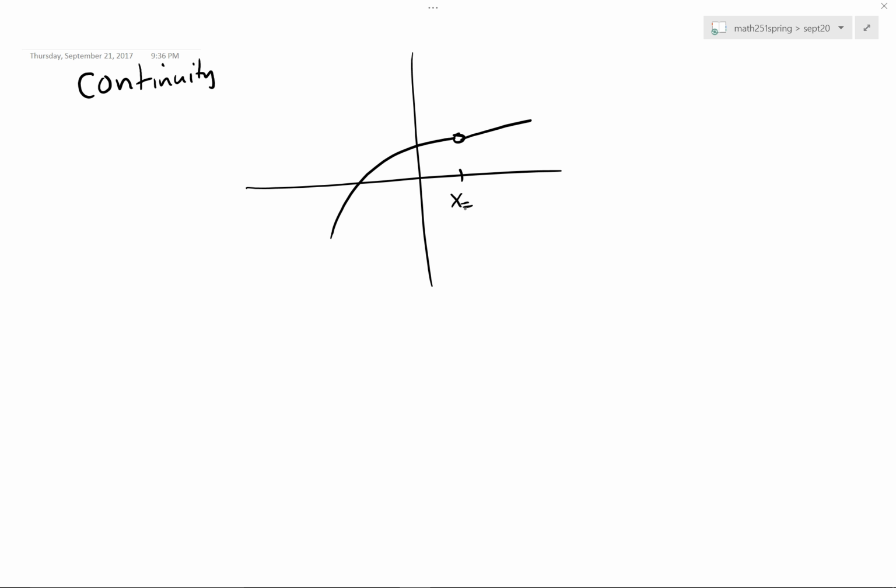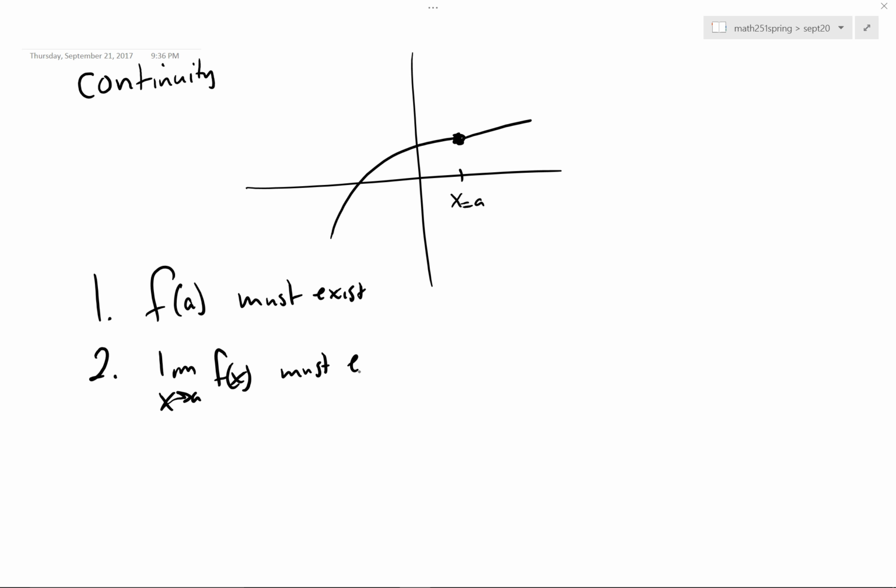Continuity. We talked about this before, right? What does continuity mean? Continuity means when you have a function, and here it is at x equals a, what must be true? First of all, f of a must exist. So I can't have a hole here. Number 2, the limit as x approaches a of f of x must exist. So what does that mean? It means no asymptotes, no holes, no jumps.